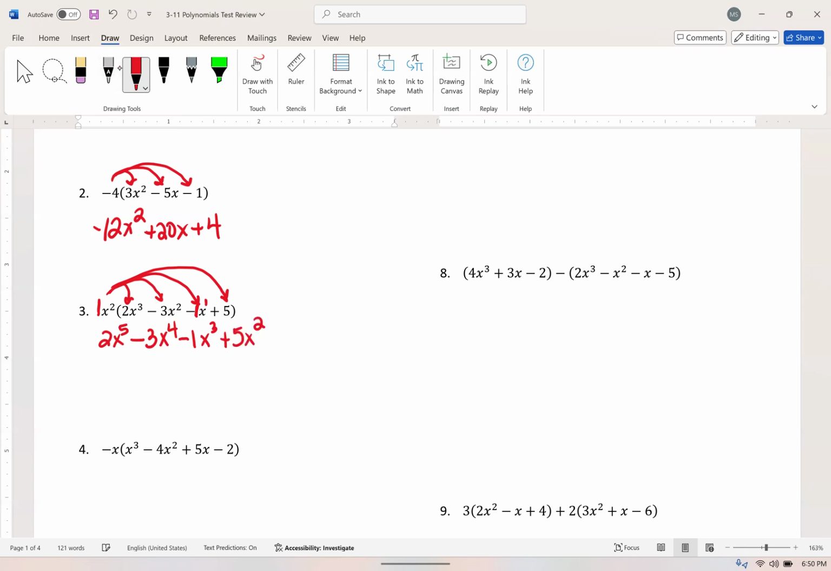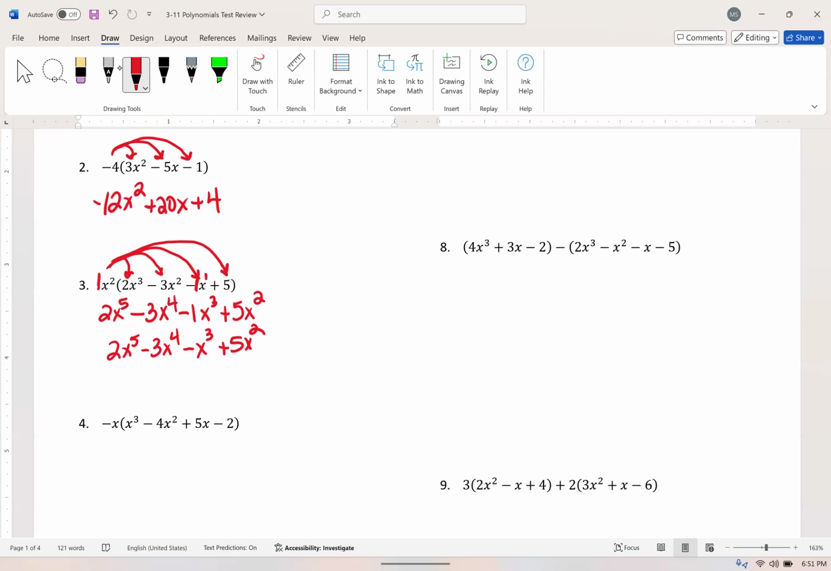Now, you may not see the answer written in that third term as negative 1x cubed. They may just write it as 2x to the fifth minus 3x to the fourth minus x cubed plus 5x squared. We usually do not include coefficients of 1 when we write them. We just leave the 1 off.